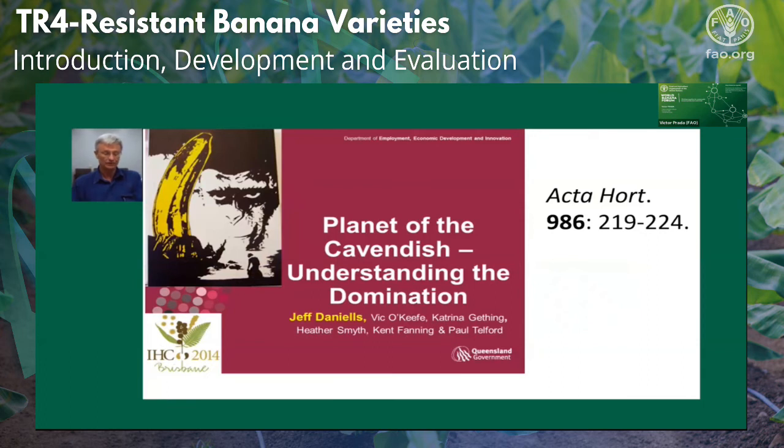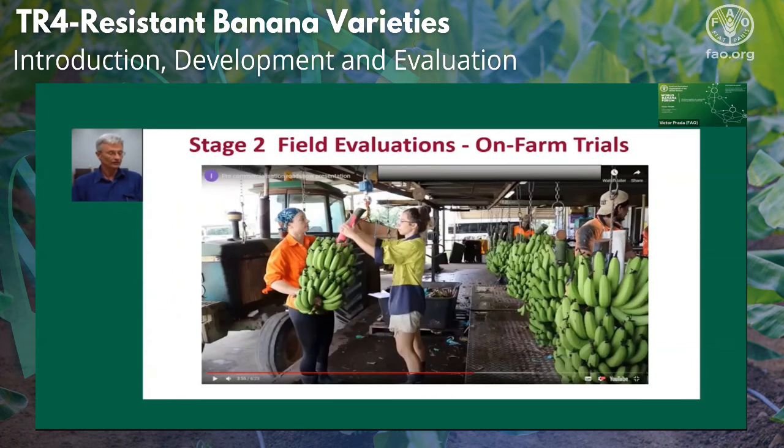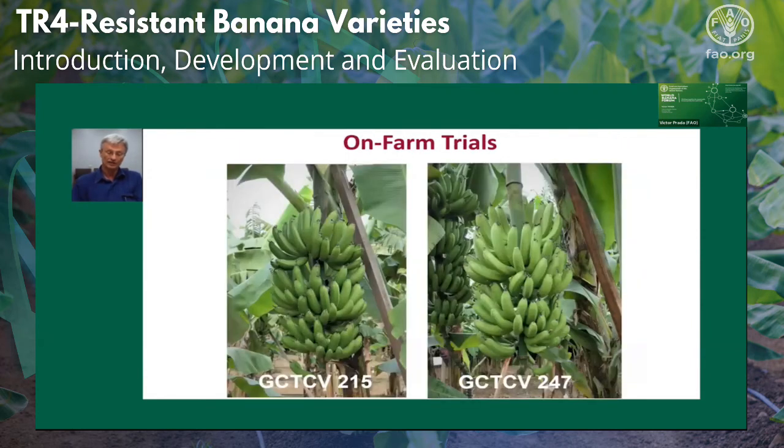Stage two of field evaluations is where we take the best performing varieties from the initial agronomic and TR4 screening studies onto some selected growers' properties. The trials are intended to give an opportunity for production in a range of environments under commercial conditions. On-farm trials provide the opportunity for greater scale, as well as obtaining commercial producer insights and perspectives, including feedback from the market supply chain.